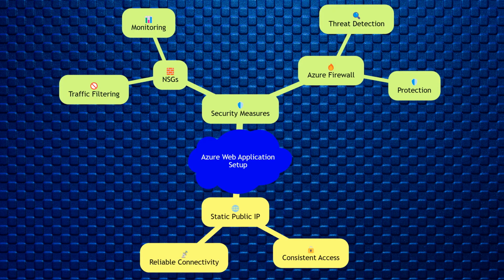Consider a scenario where a company hosts a web application on Azure. They need a static public IP address for their web server to ensure consistent access for users. By configuring a static public IP address and associating it with the web server, they achieve reliable connectivity. Implementing security measures like NSGs and Azure Firewall further protects the application from potential threats.